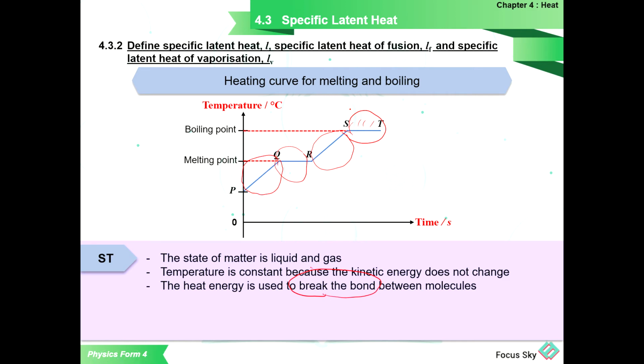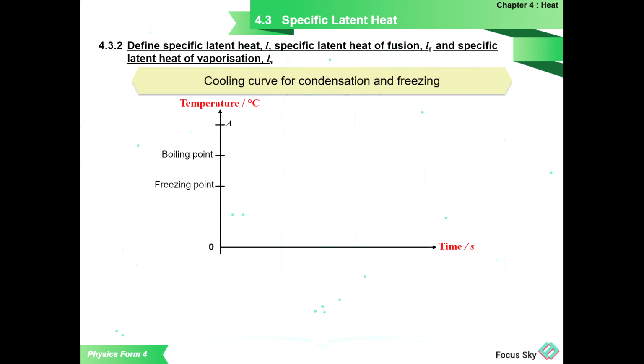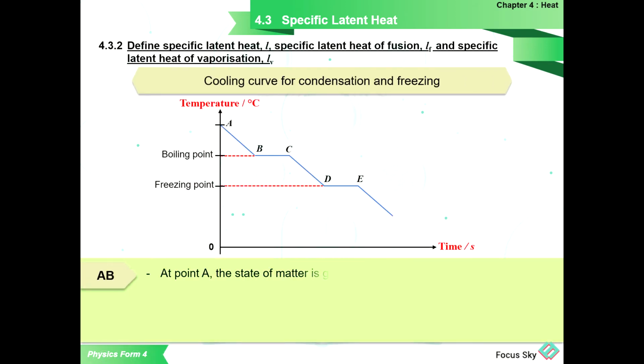Okay, so what happened here is heat is absorbed. Sebab apa kita nak absorb? Sebab kita nak break the bond. Okay. For this graph is the other way around. So in this case, you can see the same process. Okay, reverse process. So what happened?